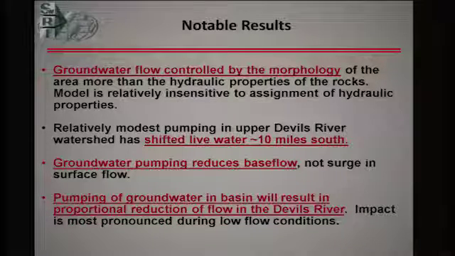And what we saw is that the development that's occurred in the upper watershed, up in Schleicher, Crockett, and Sutton counties, although it may be less than 10,000 acre-feet per year, and maybe closer to 5,000 acre-feet per year, is sufficient to have caused the headwaters to migrate about 10 miles downstream. And the groundwater reduces the base flow by some proportional amount.